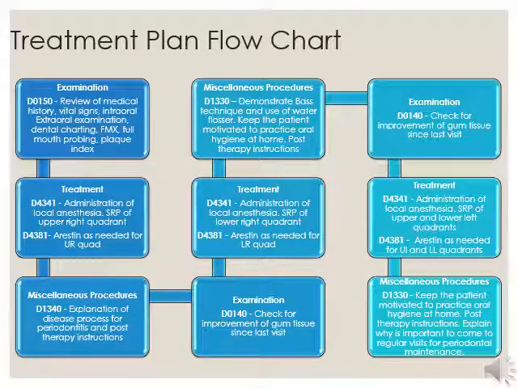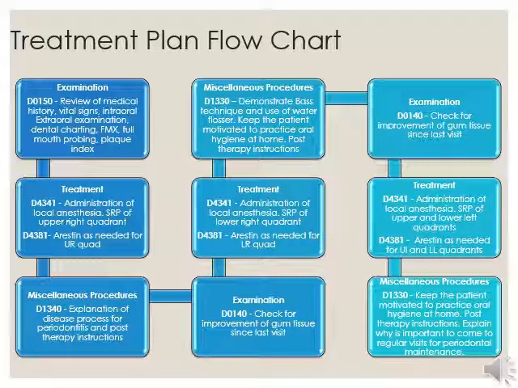Here's a flow chart with the treatment plan, where the darker blue is the first appointment. The column in the middle is the second appointment, and the light blue squares are the third appointment. So we want to start doing an examination consisting of review of medical history, vital signs, intra or extra oral examination, dental charting, full mouth x-rays, full mouth probing, and plaque index.